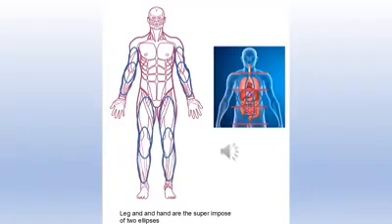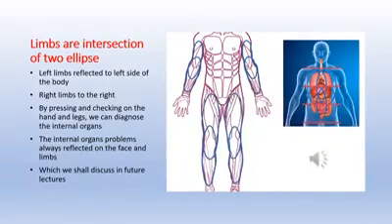They are just two ellipses, no? It's not four ellipses, remember. The two ellipses intersect at the fold, the knee and the elbow fold. So for the limbs, it's the intersection of the two ellipses. So the right side of the limbs corresponds to the two ellipses on the right of the body.